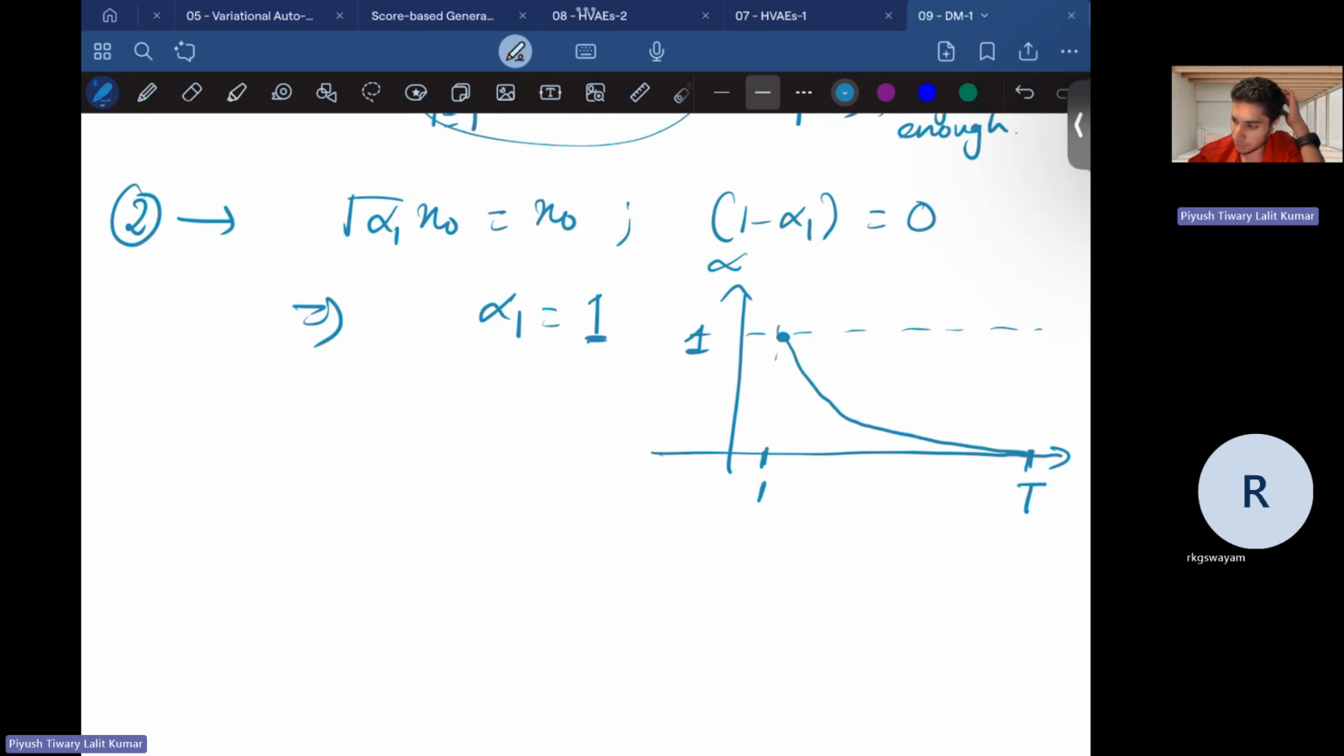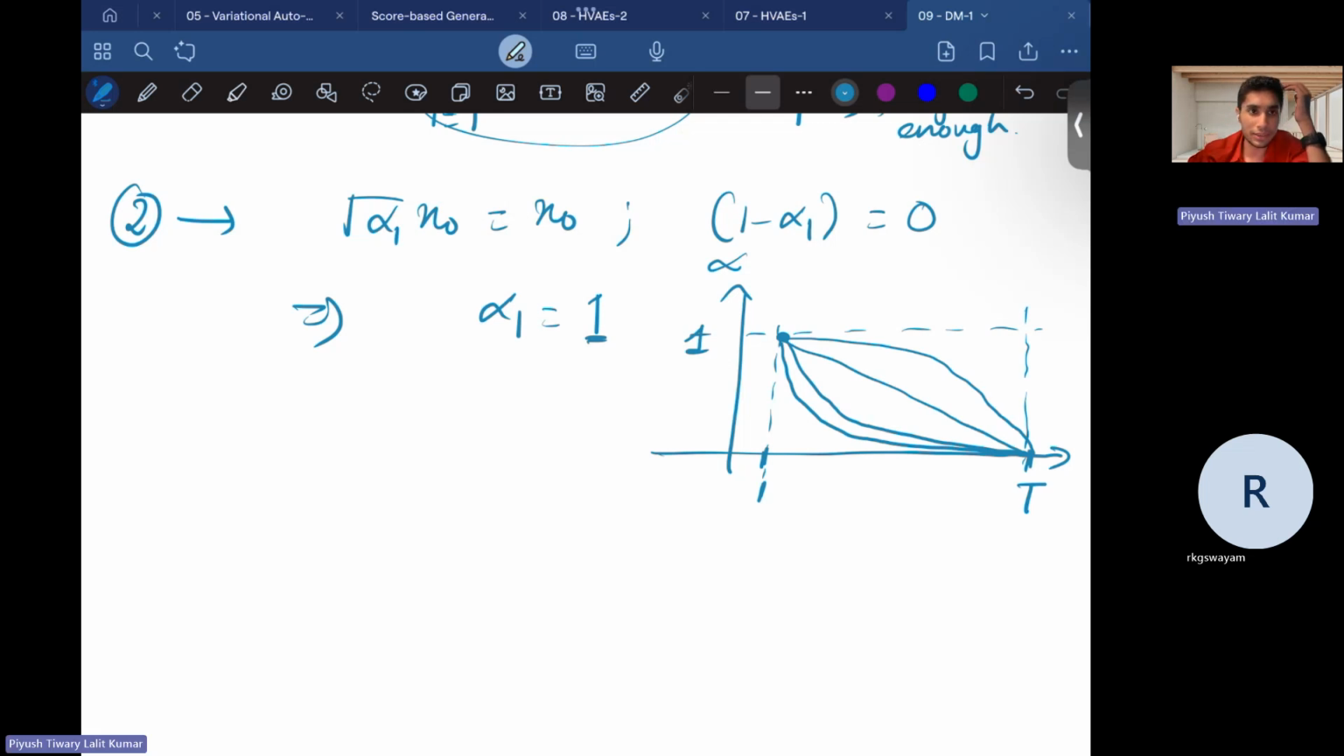So it could look like a function, something like this, where it is starting from 1 but slowly going down to 0. Or it could also look something like this, or something like that. This is how you can design your alphas. You can choose it to be any of these functions. You can also choose it to be a linear thing, where at the end it becomes 0.